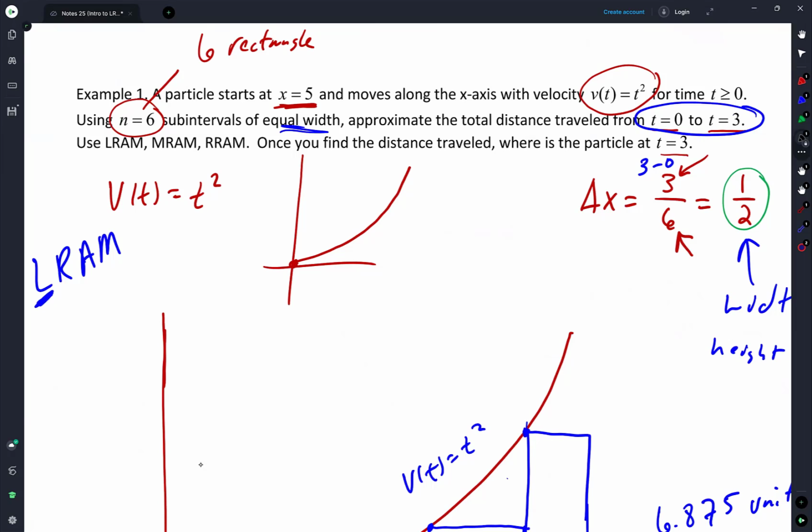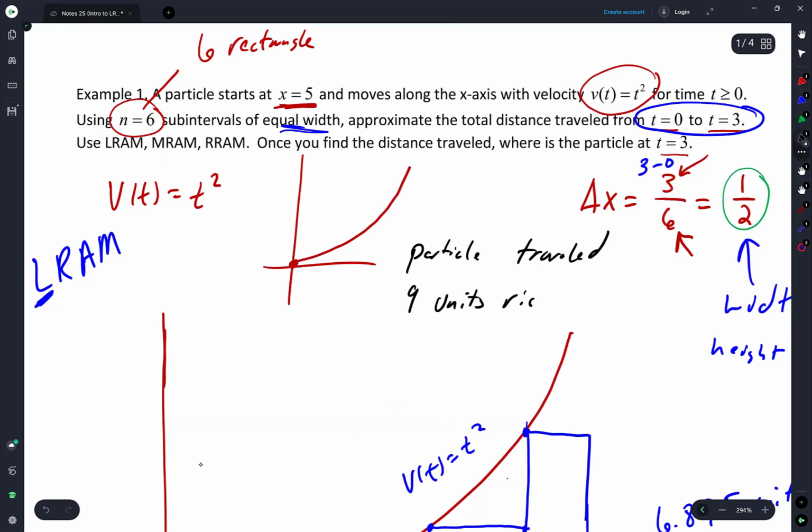Okay, so here we go. So we know that we traveled 9. So I'm going to put in here in black: particle traveled 9 units right from t equals 0 to t equals 3, period. So there it is. That's the distance traveled. Now, what else did they want to know? Where is the particle at t equals 3?